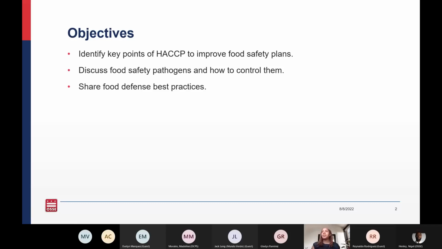That would be wonderful. And while folks are doing that, I'm just going to talk about 3 quick objectives that we're going to cover today. The first thing you're going to hear us talk about a lot is our food safety plan. And typically for schools, the food safety plan is the HACCP plan. So we're going to identify key points of HACCP to improve food safety plans. Also, we're going to have a very brief discussion on food safety pathogens and how to control them. And last but not least, we will share some food defense best practices.